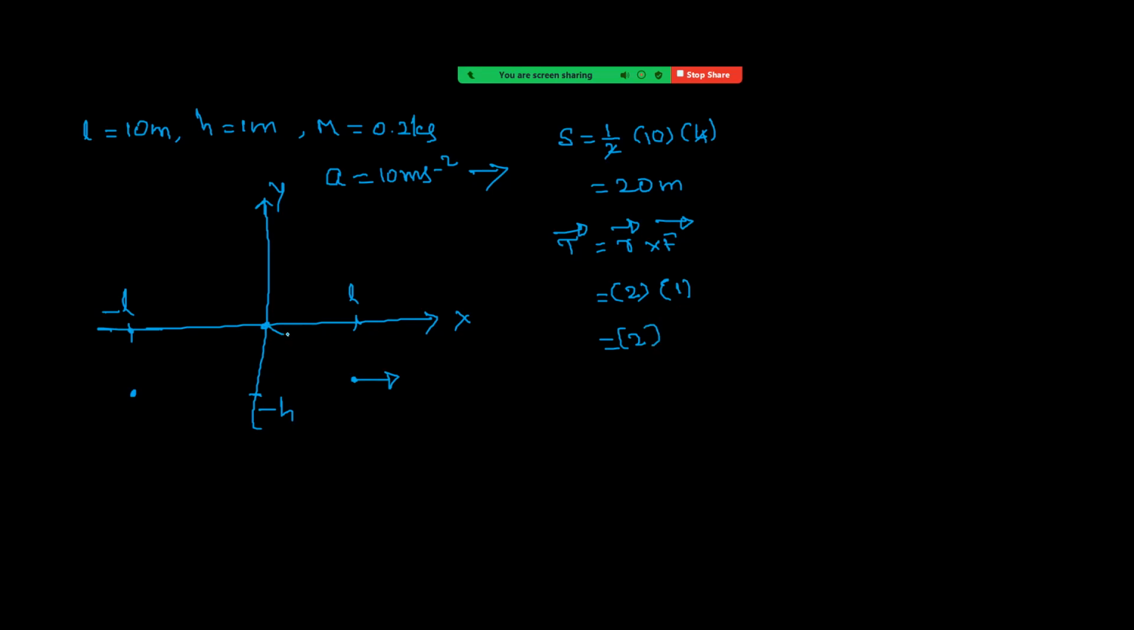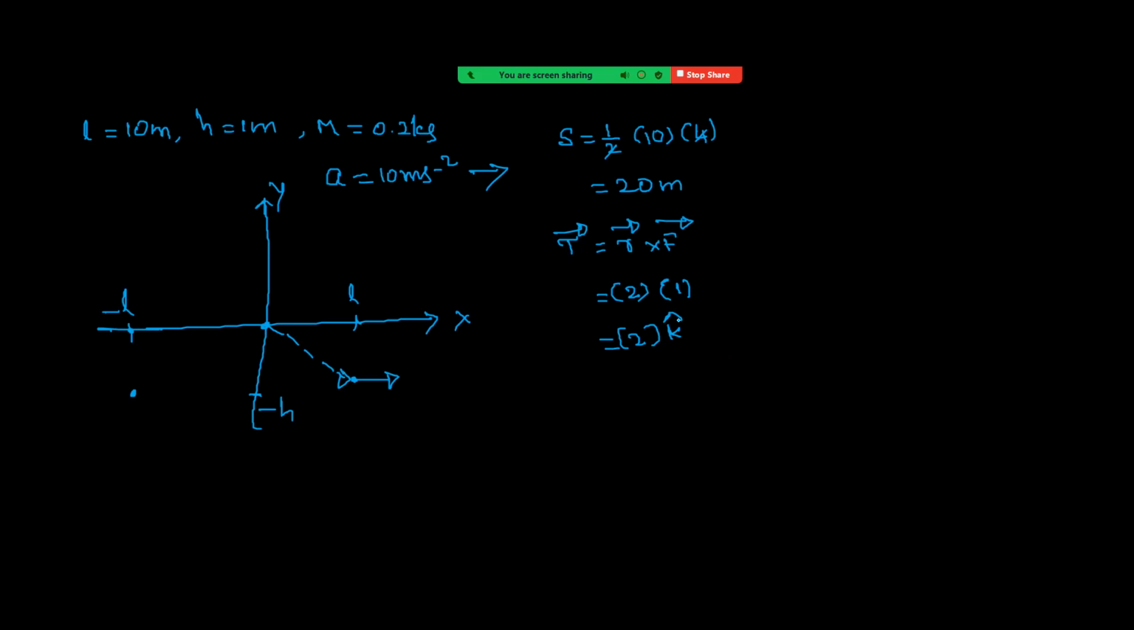And you can see this is R bar and this is F bar. R bar cross F bar. If you curl the fingers of the right hand from R bar towards F bar, the thumb will be outwards. Outwards means it is along the positive z axis. It is now k cap. That means option B matches. Next.